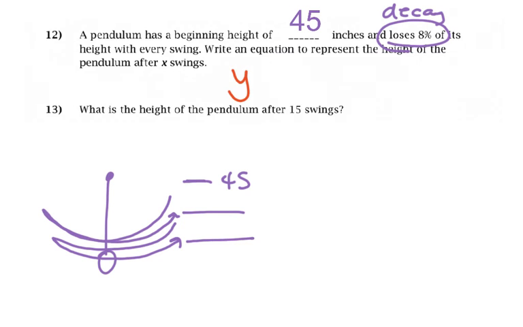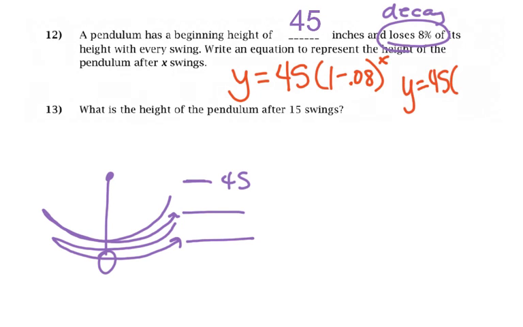So we're going to say whatever the height is, we're going to start at 45. Now what's going to go in there? Is it going to be 0.08? If you try that, you're going to go from 45 to nothing very, very fast. You're not losing 92%, which is what that equation says. You're losing 8%. So we need to say, I'm going to take my full height and take away 8%. And I'm going to do that x times. So that's the equation that you would use for this. You could also write y is equal to 45 times 0.92. That means that I'm losing 8%, I'm keeping 92%.